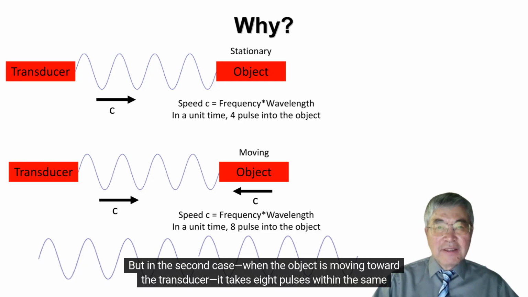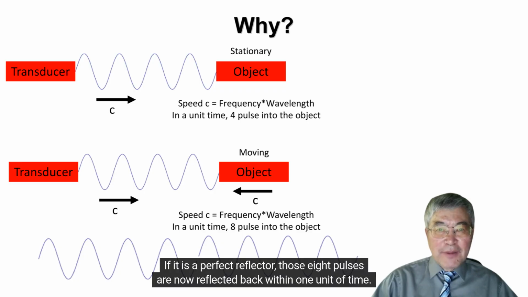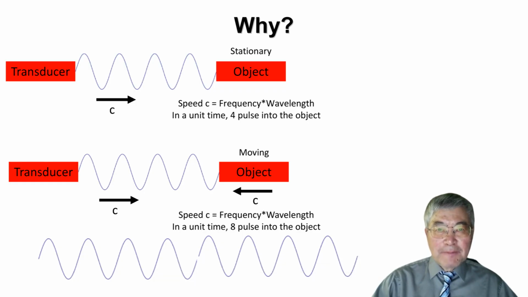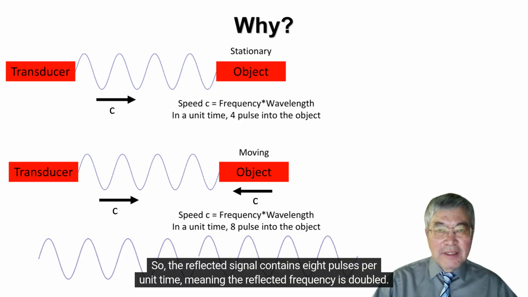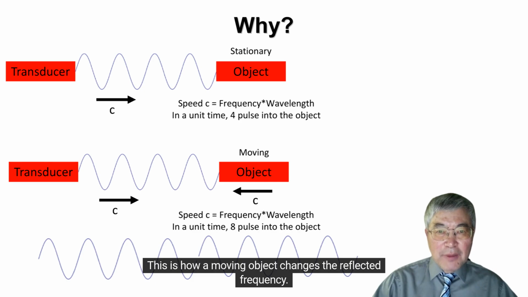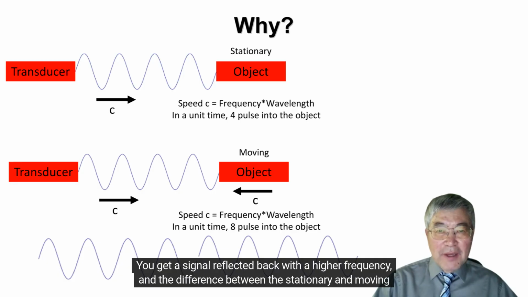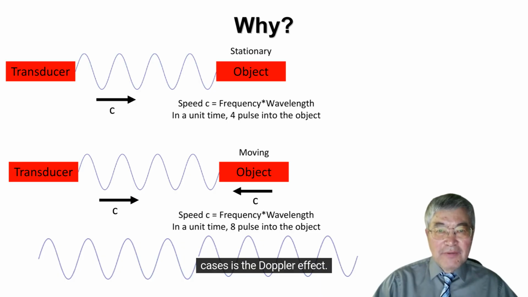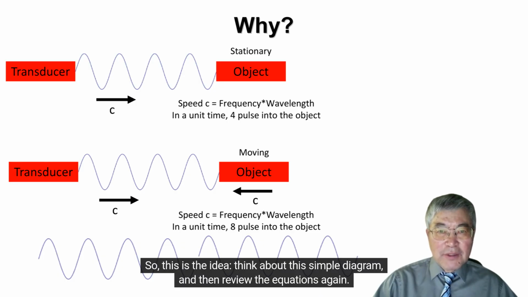But in the second case, when the object is moving toward the transducer, it takes 8 pulses within the same time period. If it is a perfect reflector, those 8 pulses are now reflected back within 1 unit of time. So the reflected signal contains 8 pulses per unit time, meaning the reflected frequency is doubled. This is how a moving object changes the reflected frequency. You get a signal reflected back with a higher frequency, and the difference between the stationary and moving cases is the Doppler effect. So this is the idea.